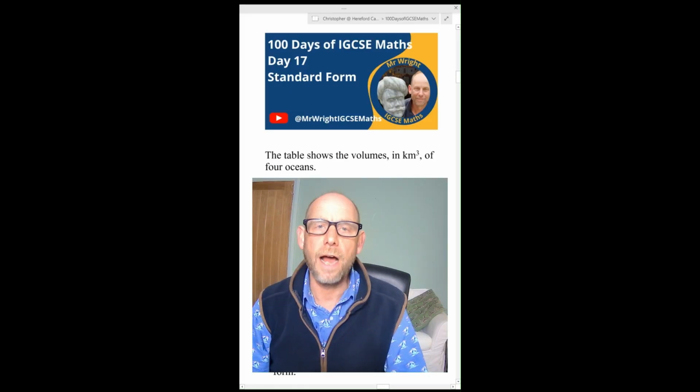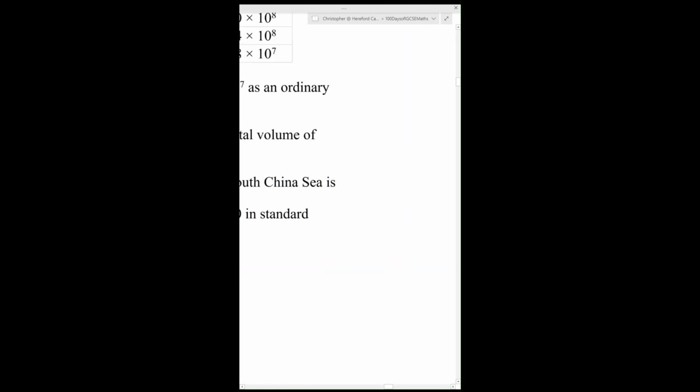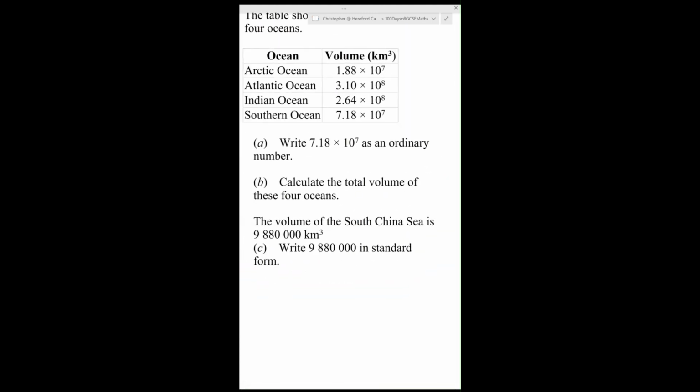Day 17, an IGCSE question on standard form. Now's your chance to pause the film if you want to do the question before me. Right, part A. Right, this is an ordinary number. I've got to multiply by 10 to the power of 7. If I multiply by 10 to the power of 2, I get that. So I need to add 5 more zeros.